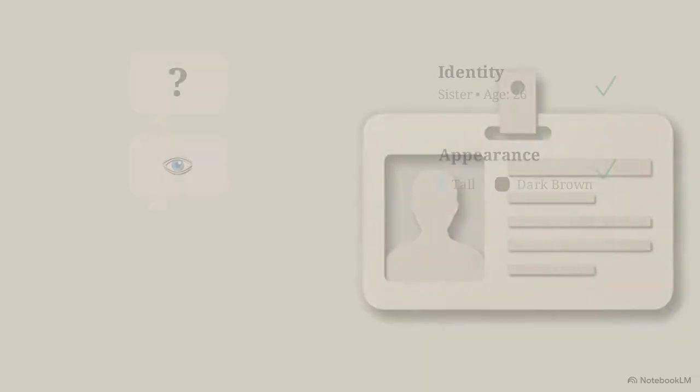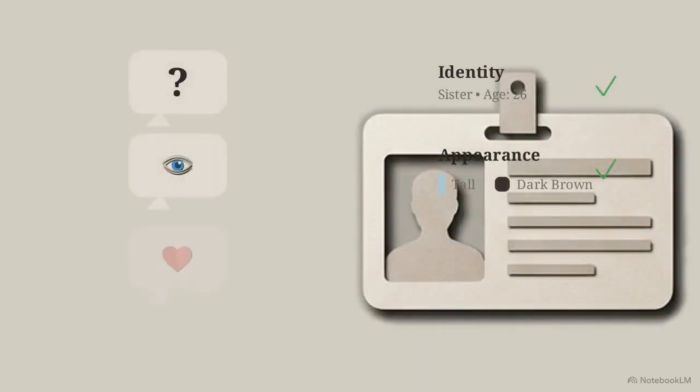This diagram shows how the rest of the conversation flows. Finally, they ask about her inside. What is she like? And you finish the picture by saying, "She is very intelligent and a bit shy."